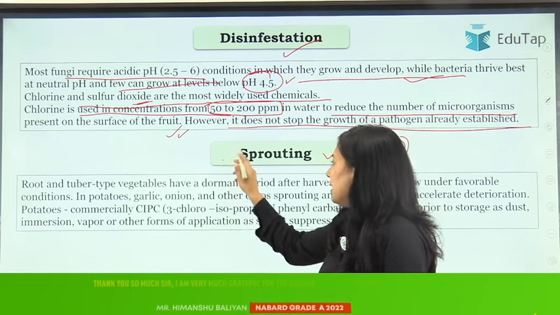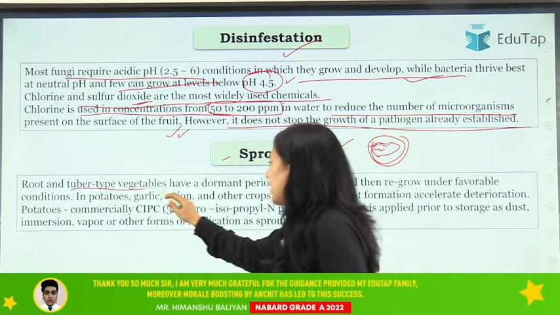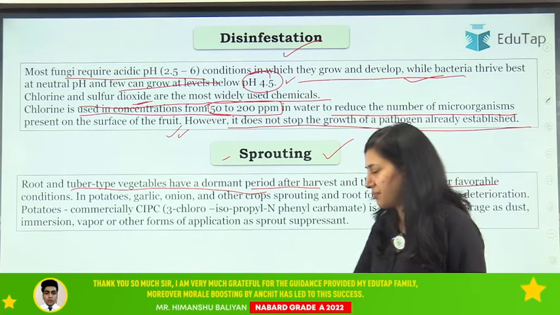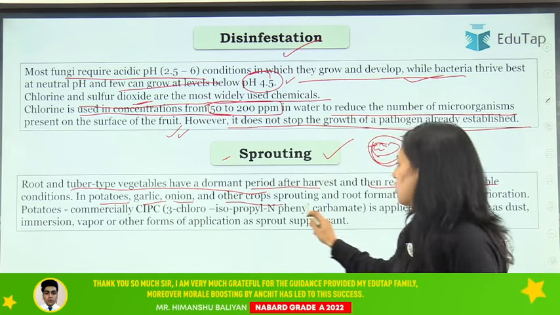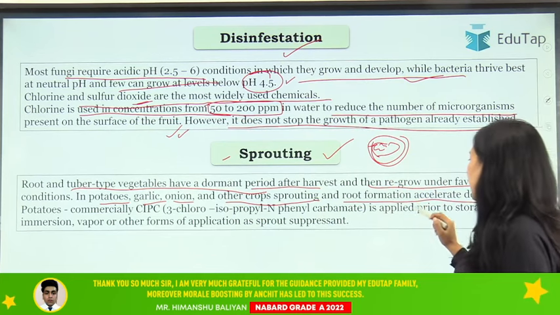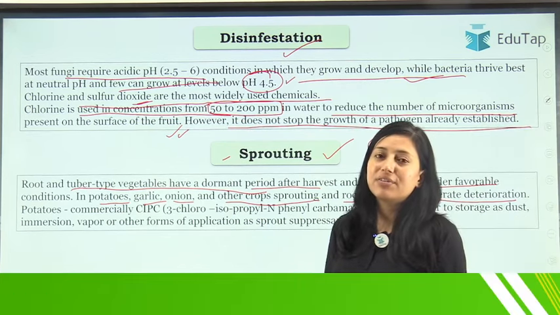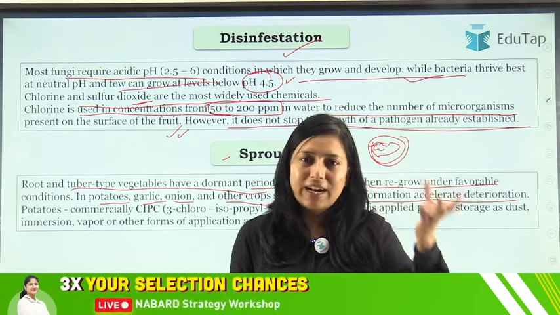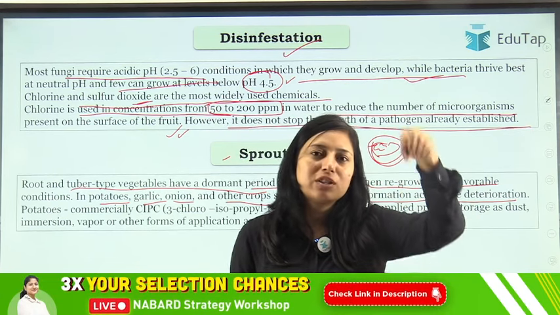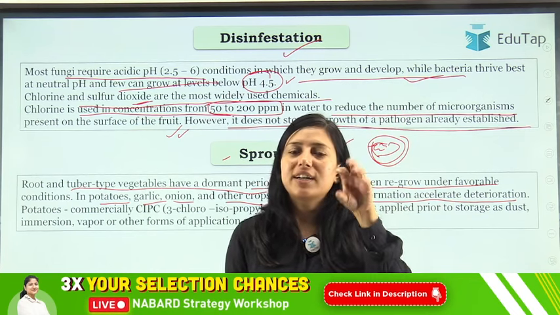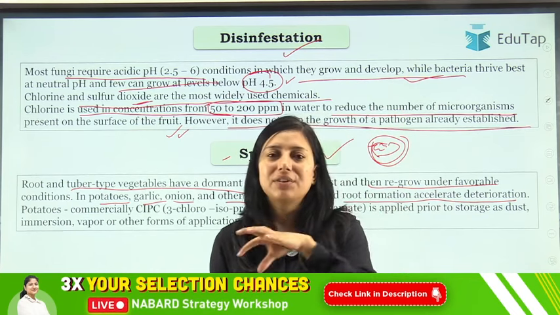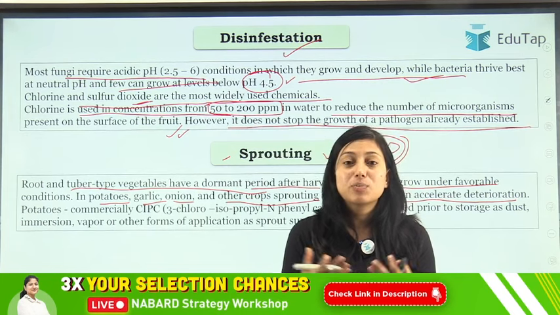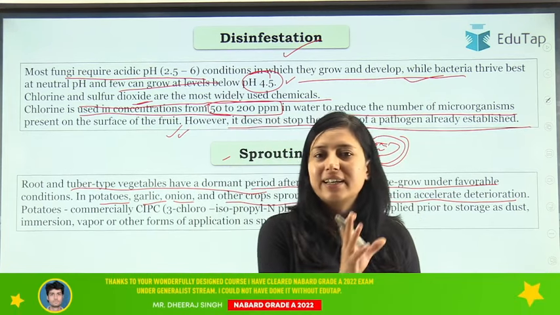Clear? Then sprouting. Sometimes root and tuber type vegetables have a dormant period after harvesting and then regrow under favorable conditions. In potatoes, garlic, onion and other crops, sprouting and root formation accelerate deterioration. Okay, you may have observed in the kitchen also, if you keep a potato for some time, sprouts appear from the eyes of the potato, sprouts start appearing from onion bulbs, and from garlic you can see green leafy sprouts if you keep it for a particular duration of time. So what is happening? Then you are not consuming that onion, garlic, or potato, right?